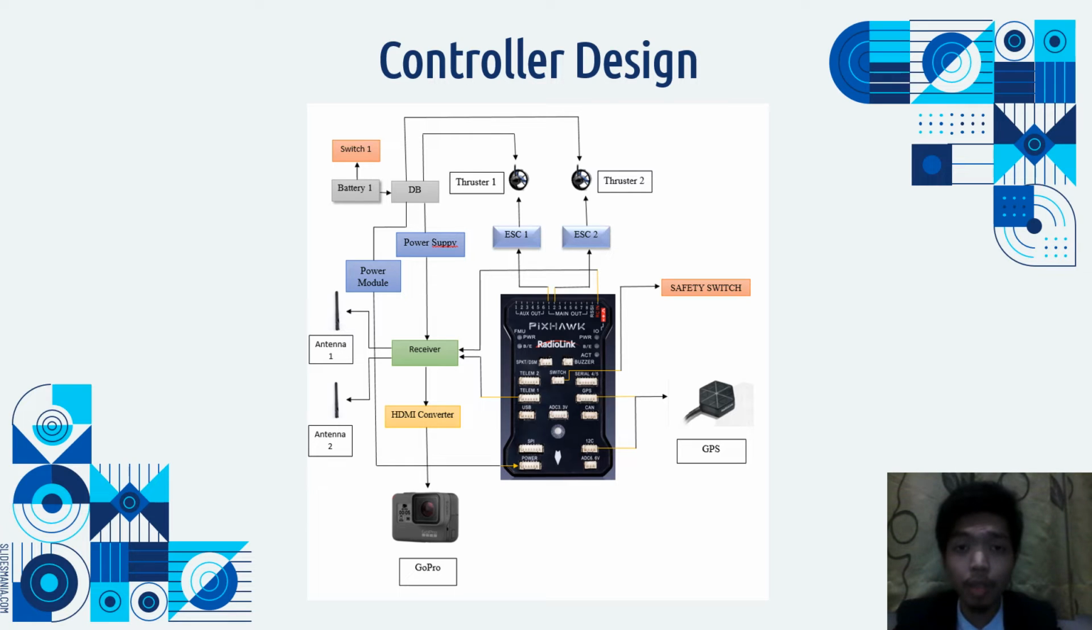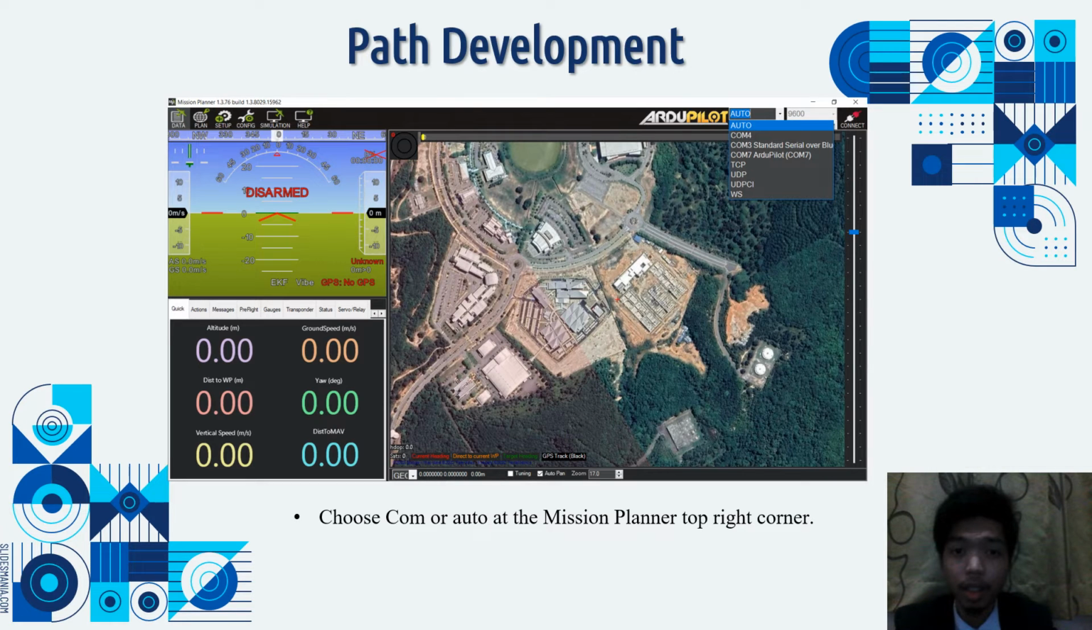The pixhawk will obtain power from the power module, and then the power module will receive power from distribution boards that will connect it to the battery. In pixhawk development, we need to install mission planner in laptop. Then we need to connect the laptop with pixhawk by using micro USB. Then we need to choose COM or auto at the mission planner top right corner.